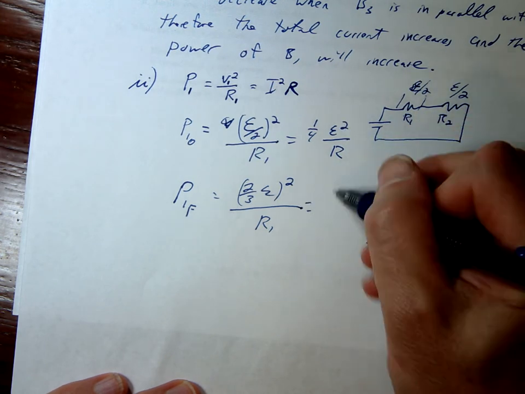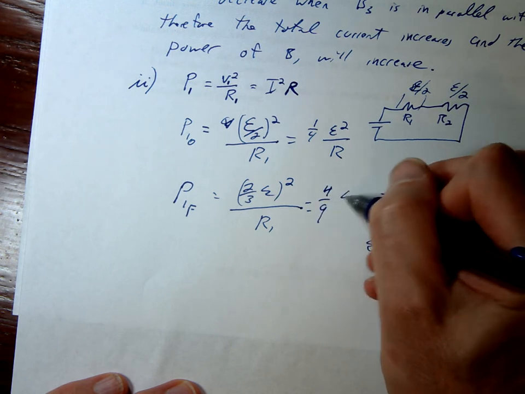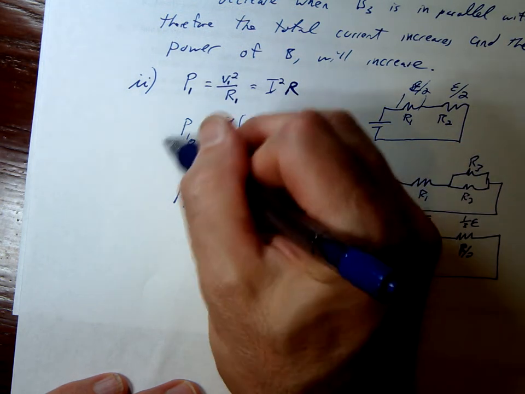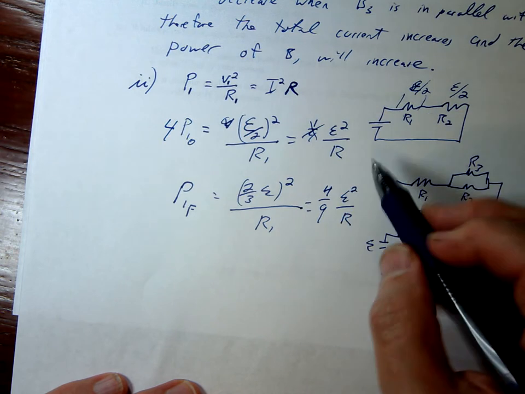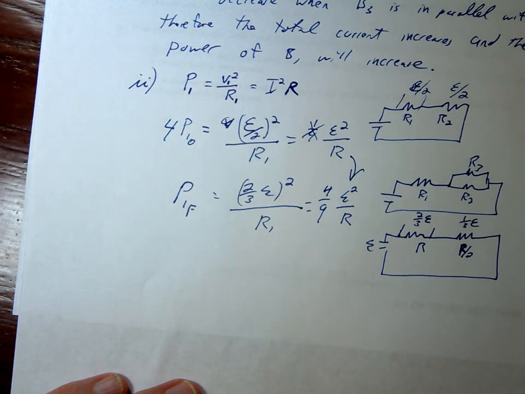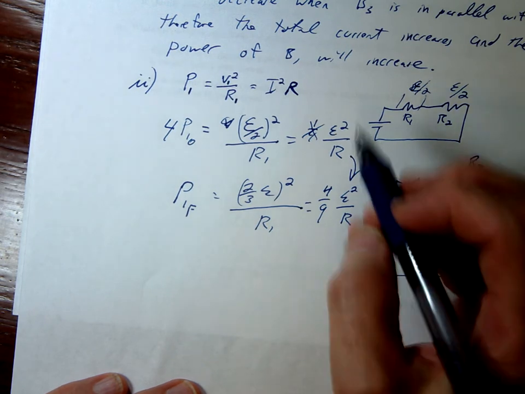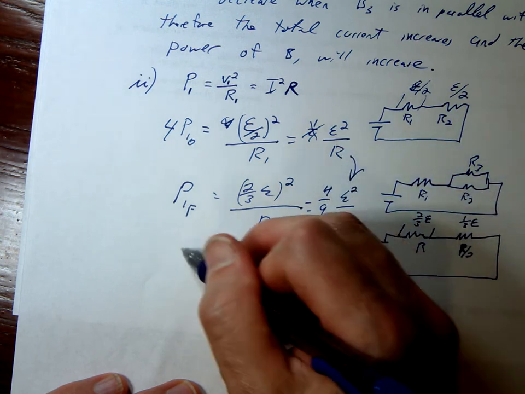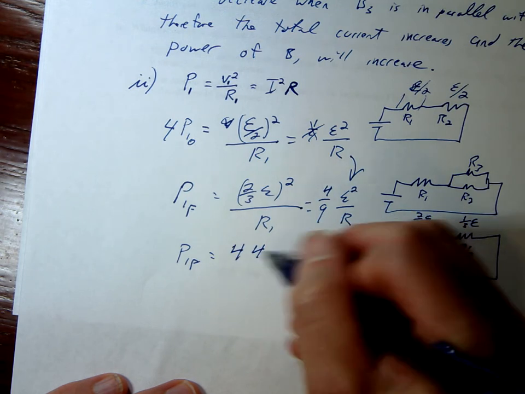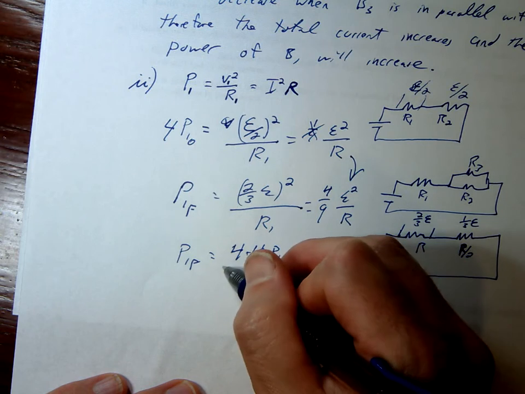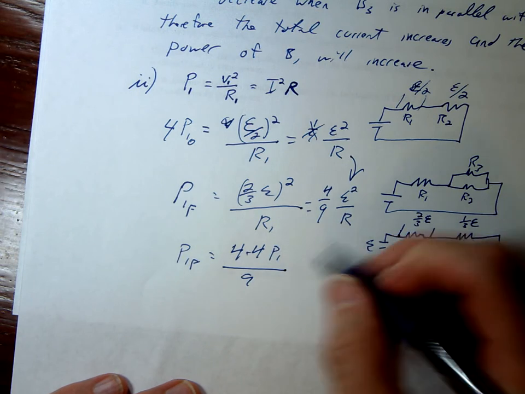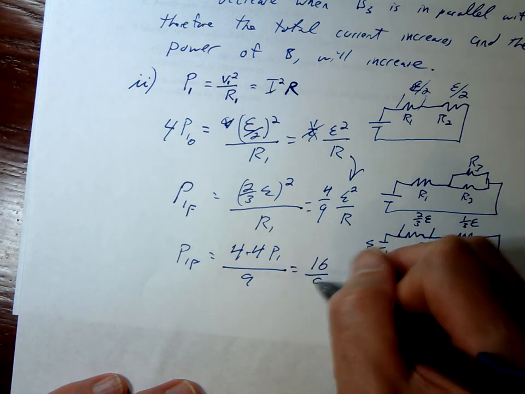This is going to be 4/9 E squared over R. So since E squared over R equals 4 times P1, I know this is probably not how you should be doing this. We should be organizing this a little bit better, but we'll go ahead and place that over there, right? So there we go. So P1 final should equal 4 times 4 P1 over 9. 16/9 P1.